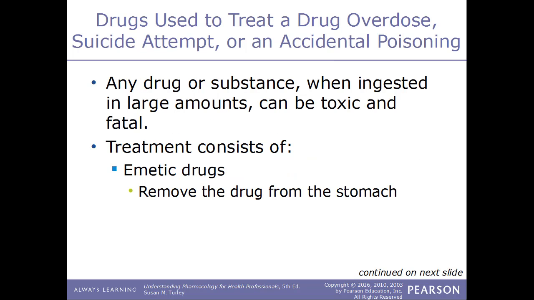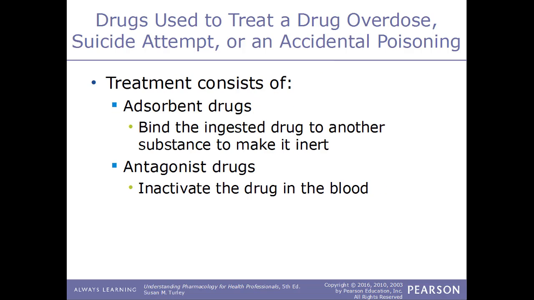Alright, now let's talk about the drugs that are used to treat a drug overdose or a suicide attempt or an accidental poisoning. Now, any drug or substance, if ingested in a very large amount, can be toxic or even fatal. And there are multiple ways to treat this type of condition. One treatment is an emetic drug, which would induce vomiting. This helps to remove the drug from the stomach. Another form of treatment would be administering an adsorbent drug. This will bind the ingested drug to another substance to make it inert. Another drug that could be given are antagonist drugs, and these work by inactivating the drug within the blood.